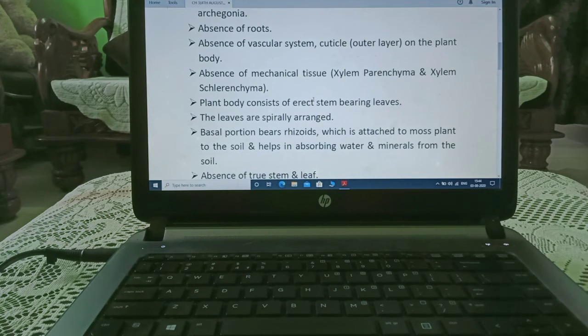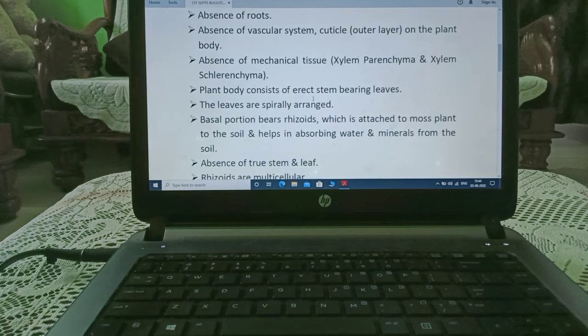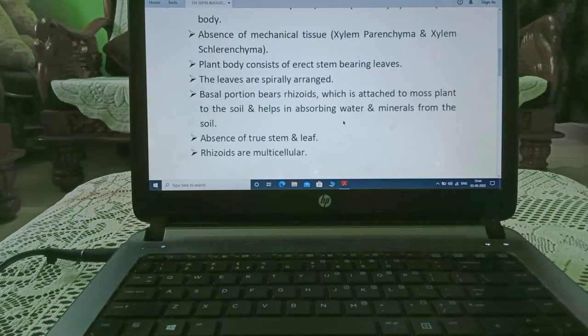The plant body consists of an erect stem bearing leaves. They have the presence of leaves, but the stem is straight. Leaves are spirally arranged. The basal portion bears rhizoids. Rhizoids means roots which attach the moss plant to the soil, and they help in absorbing water and minerals from the soil.